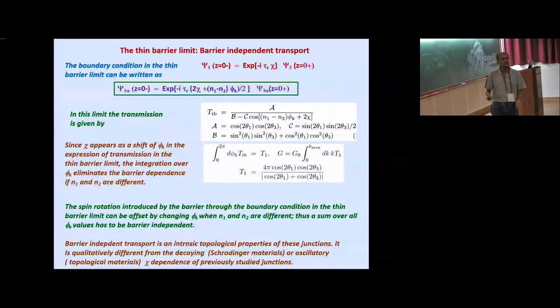If n1 is equal to n2, that is, if you have two Weyl semi-metals with the same topological index, you are left with e to the power i tau z 2 chi, which essentially means that you are going to have oscillatory dependence on chi when you calculate this. So just put n1 equal to n2 here, and you see that the transmission is an oscillatory function of chi. So this independence is a consequence of change of topological number across the junction. It's essentially topology related.